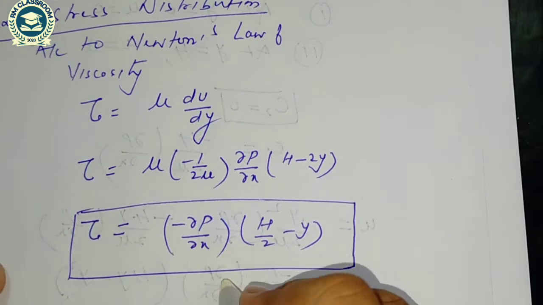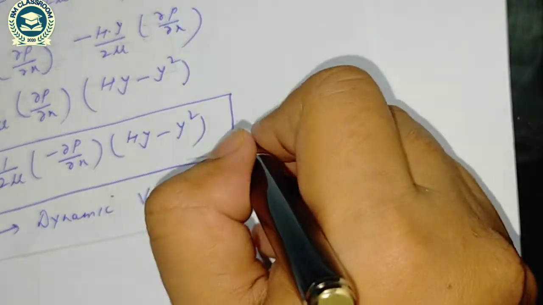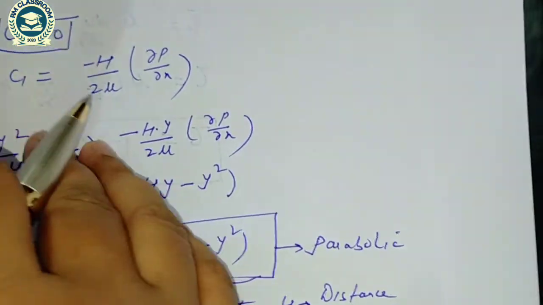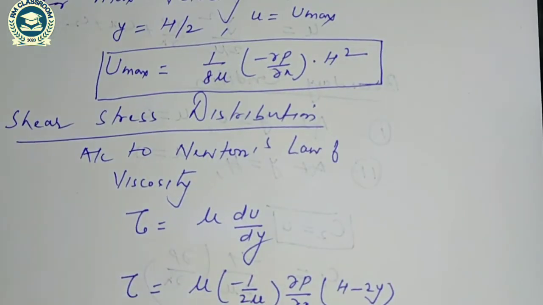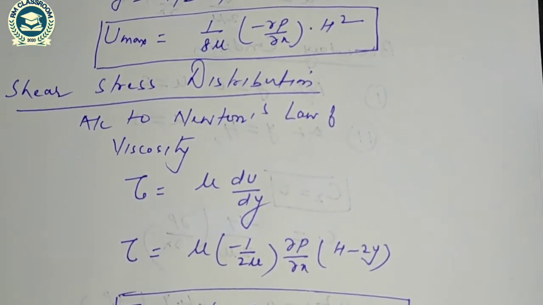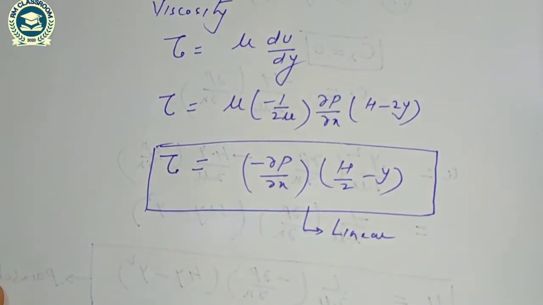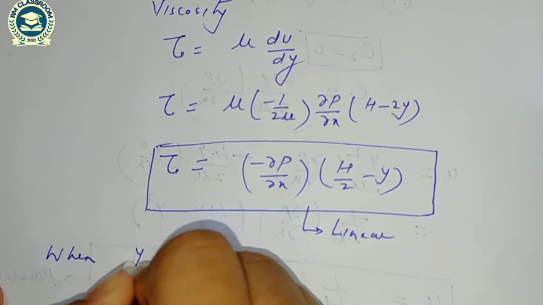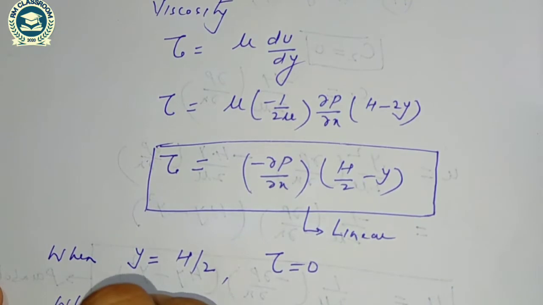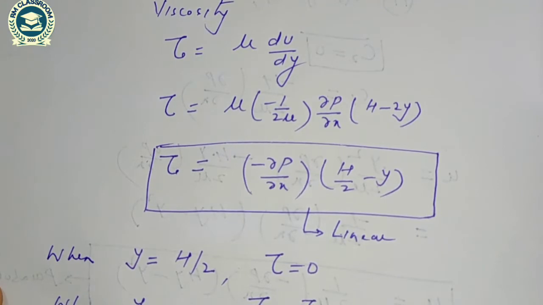So the nature of the shear stress is linear, but the nature of velocity is parabolic. So when will it be maximum and when will it be 0? When y is equal to h by 2, the shear stress is 0. When y is equal to 0, tau is equal to tau max, the maximum shear stress.